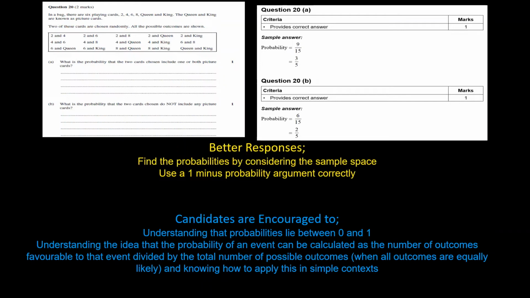Candidates are encouraged to understand that probabilities lie between 0 and 1, and understand the idea that the probability of an event can be calculated as the number of outcomes favourable to that event divided by the total number of possible outcomes, when all outcomes are equally likely, and to know how to apply these in simple contexts. As I said though, many students here achieved 4 marks for this question.